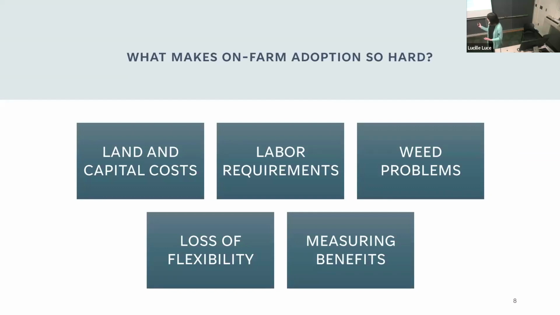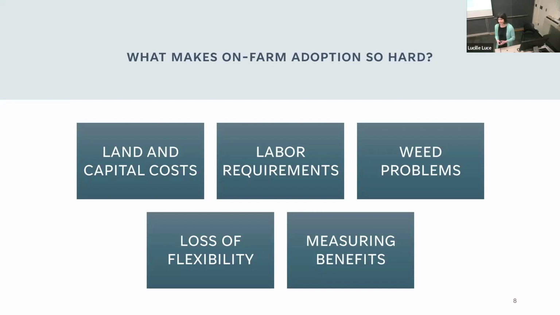I'll just quickly add that the two things on the bottom, loss of flexibility and measuring benefits, aren't articulated quite as often, but I'm convinced that they're important as well. So the former is basically an opportunity cost. If you sign something like a 5-year contract with the NRCS, that's a commitment not to plant crops on that land or to apply most pesticides there for quite a while, which might cause some issues if your circumstances were to change in the future.